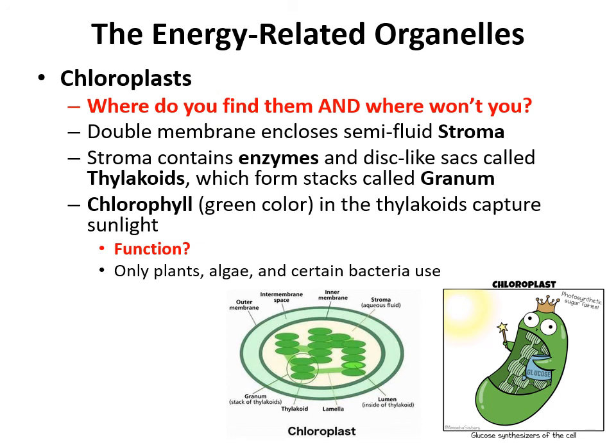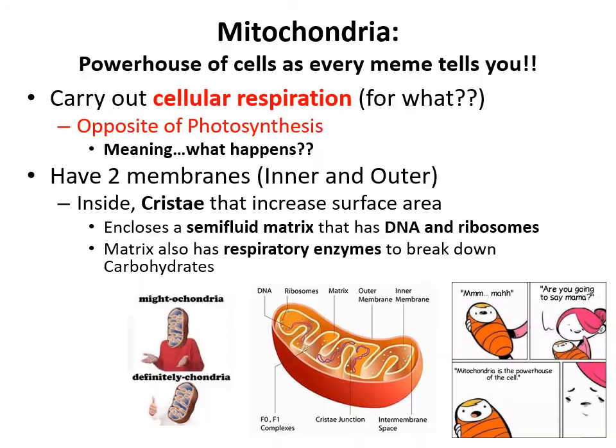Okay, so chlorophyll you'll only find in things like plants, algae, bacteria, and the function is for photosynthesis, for turning sunlight into usable energy in the cell. Now, when you think of these, again, keep in mind you're thinking of cells that can produce basically their own food. They're producing food, they're producing energy for themselves. Okay, energy-related organelles.